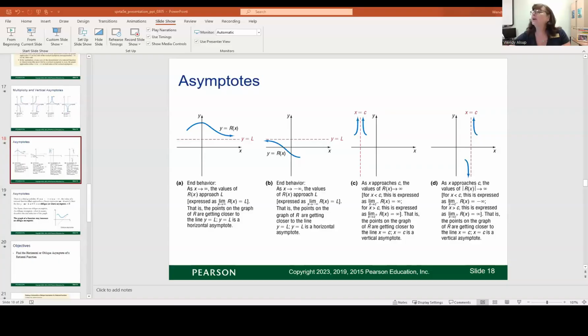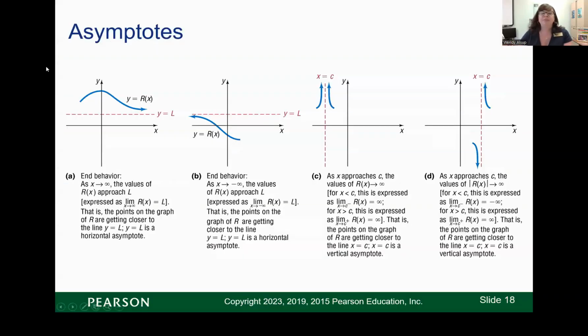Math 110 students. In our last video, we talked about vertical asymptotes that are tied to the domain of a rational function. And now we're going to talk about some other types of asymptotes you can have as well. All right, so let's go right here from our current slide.